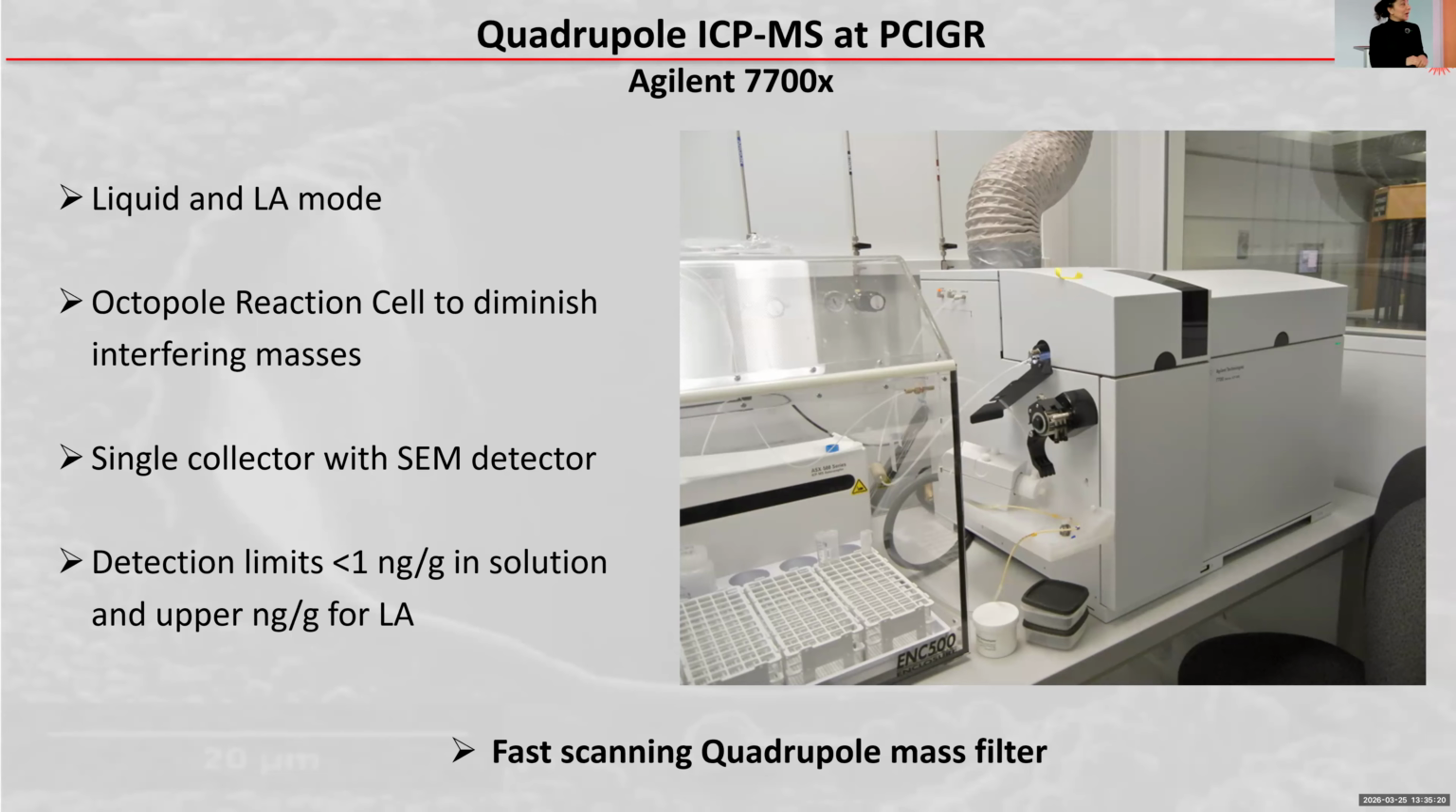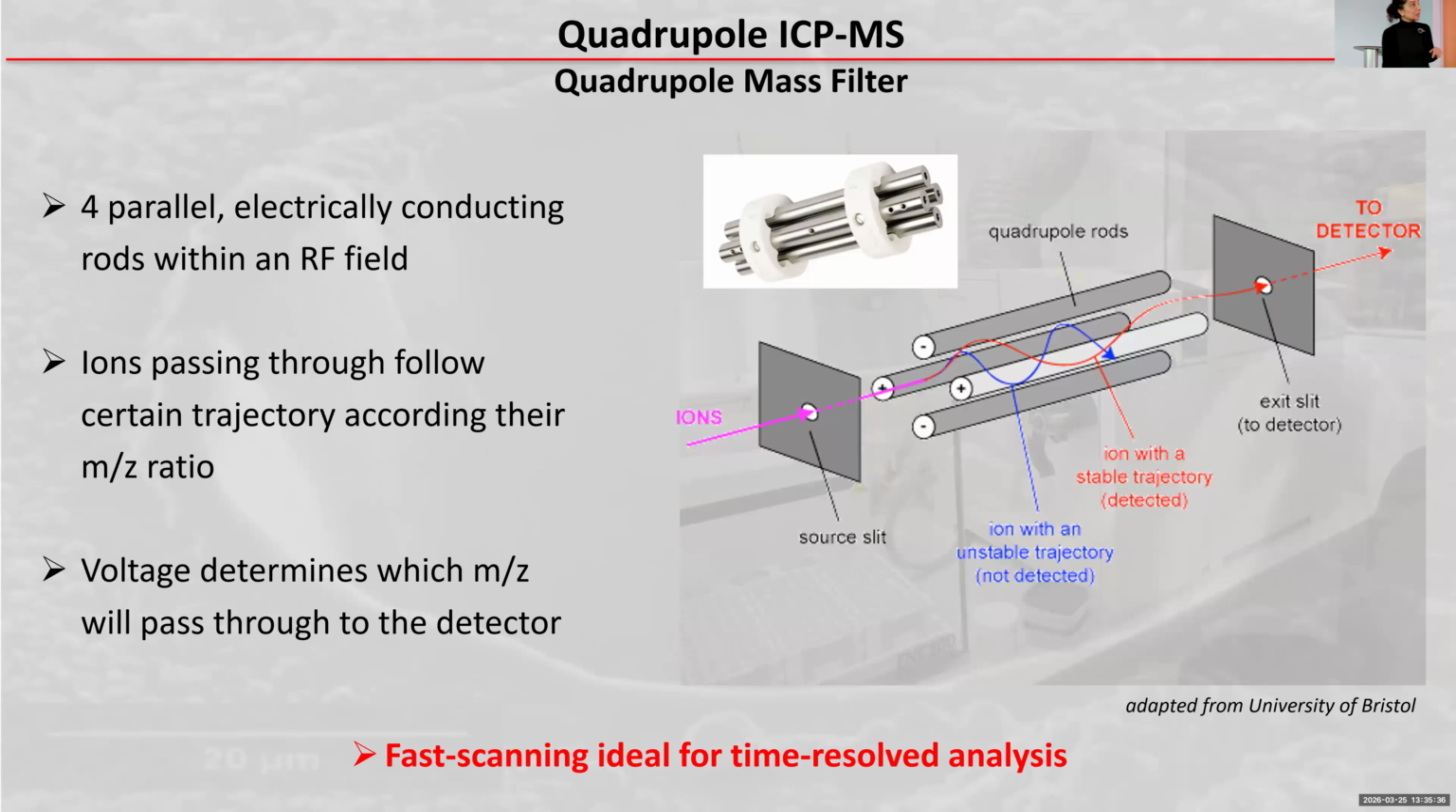It's this quadrupole ICP-MS system. Why? Because it's a single collector. That means you analyze your elements or analyte of interest sequentially. But the more important part is that it's a very fast scanning ICP-MS. And the fast scanning is based on the mass analyzer, which is in this case a quadrupole rather than a rather sluggish magnetic sector field.